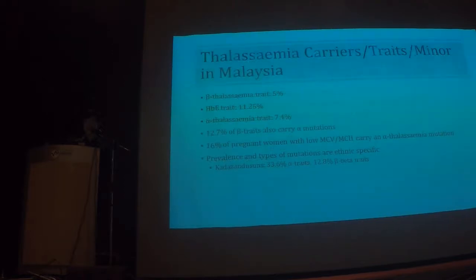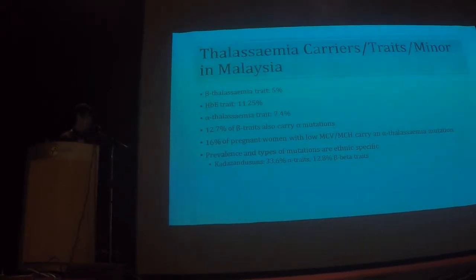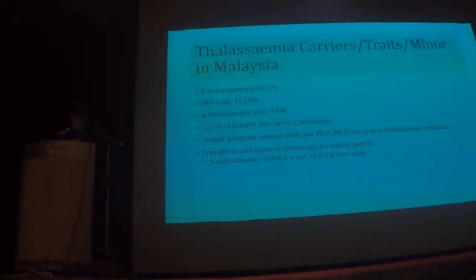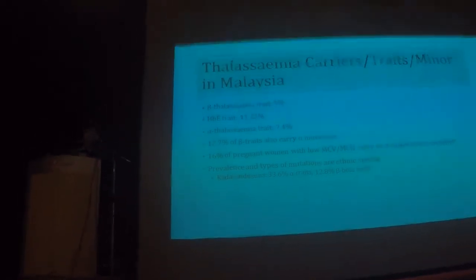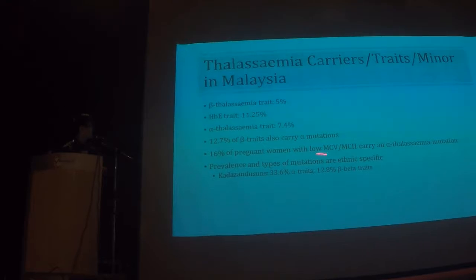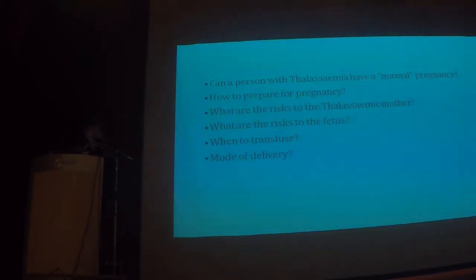So okay, let's get it out of the way. Just note on traits or carriers. It's actually pretty high in our country, and also depending on the population. So for instance, in the northern states, hemoglobin E trait is fairly common, so yeah, this combination of hemoglobin E beta thalassemias. And if you go to Sabah, there are plenty of beta thalassemia traits. So there are high rates of beta thalassemia. So I hope to be able to answer these few questions.